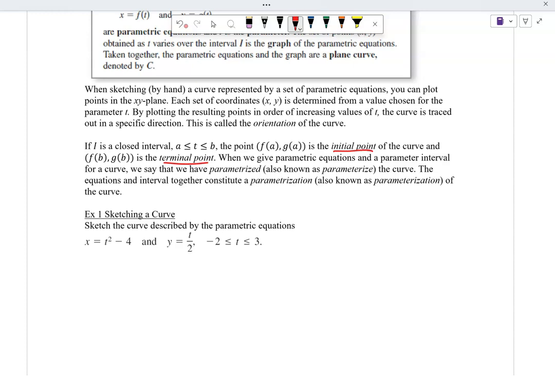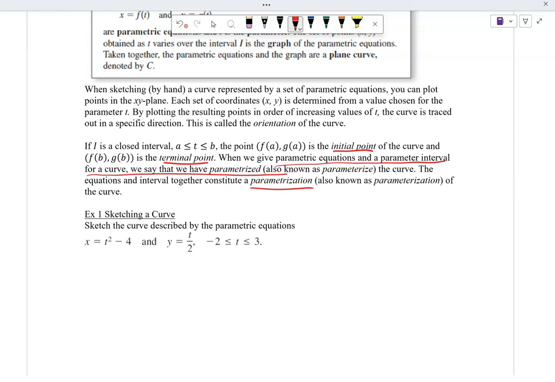And finally, when we give parametric equations and a parameter interval for a curve, we say that we have parametrized the curve. Okay. And the equations and the interval together constitute a parametrization. Just a little bit of vocabulary there.